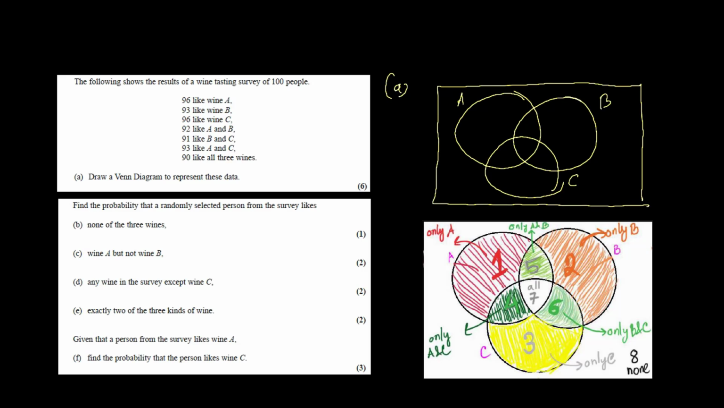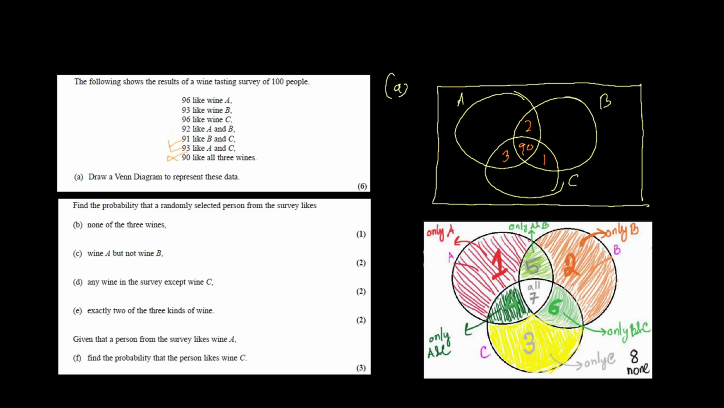Let me use a different color here. So let this be 90. The next one is 93 who like A and C. When you talk about A and C, we are talking about A intersection C, which is this entire region. If this entire region is 93 and this is 90, this should be 3. Next, 91 like B and C. B and C intersection is this entire region, so this should be only 1, because 90 plus 1 is 91. And A and B is 92. A and B is this one. If this is 90, this is 2.